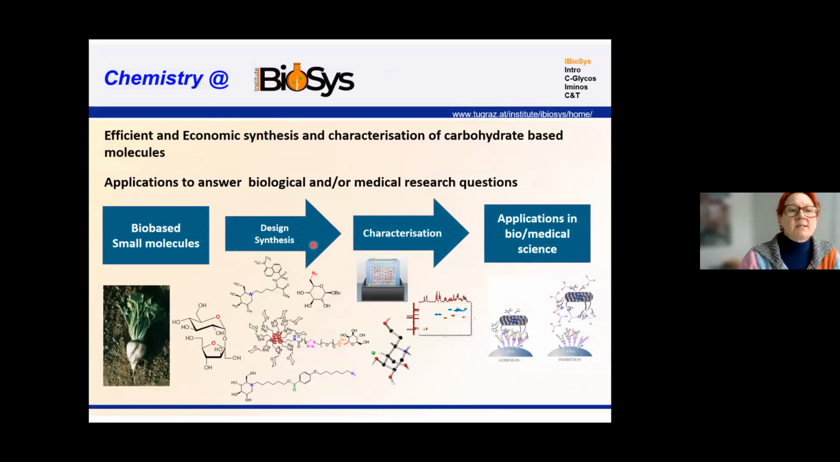So going a little bit deeper, just as an overview, we are working on bio-based small molecules such as saccharose or even monosaccharides, and through design and synthesis, we obtain glycomimetics. We do a thorough characterization by NMR, X-ray, and also biochemical evaluations, and then use those glycomimetics for applications in biomedicinal science.